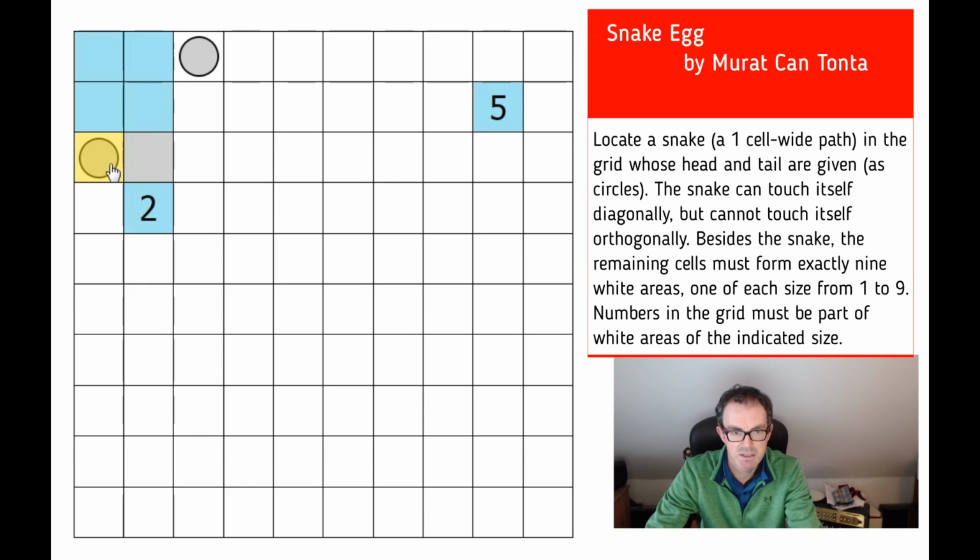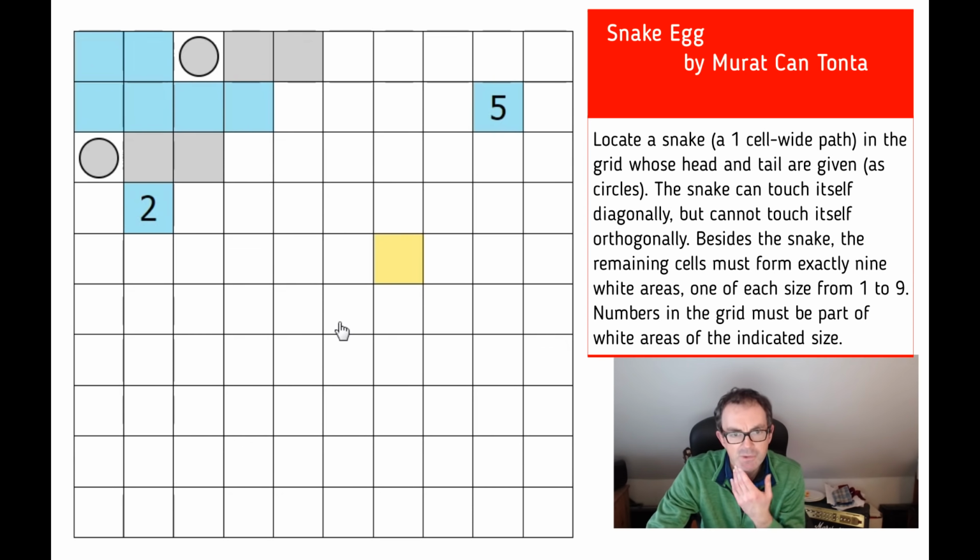And that means that this snake has started its journey and it's going this way, so we should continue. And now it can't connect here because that's going to mean we have a snake that's too small. And that's why we've got this five clue, or at least one of the reasons, isn't it? Because look now, this is of size five, and we know it can't be. So this blue area has to get bigger, so let's put another square into it. And that means we can put some greys off the top of the snake.